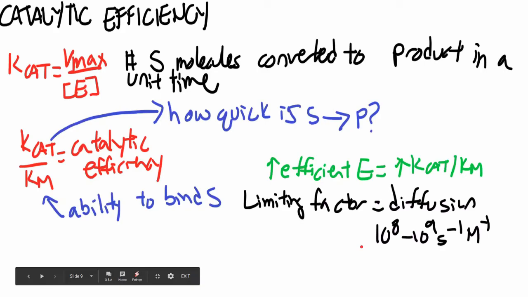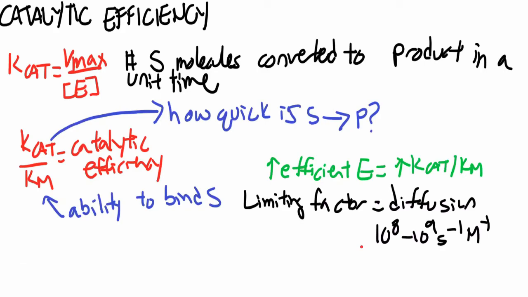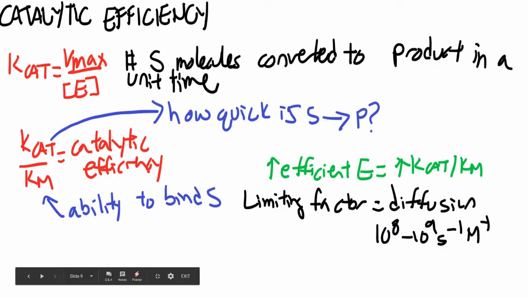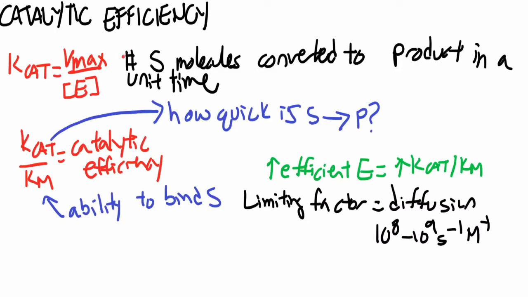Now we can also look at catalytic efficiency, okay? So to define Kcat, okay? Kcat is defined as Vmax over enzyme concentration. This is asking how many substrate molecules can we convert to product in a unit time? And usually that is per second unit time, okay? So how quick are you to make this product from substrate? How fast are you? Okay?